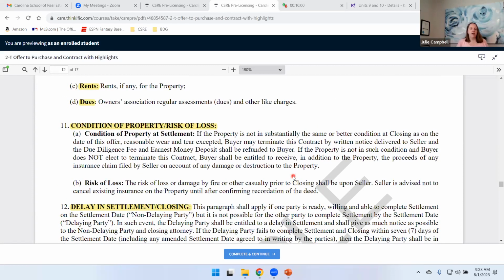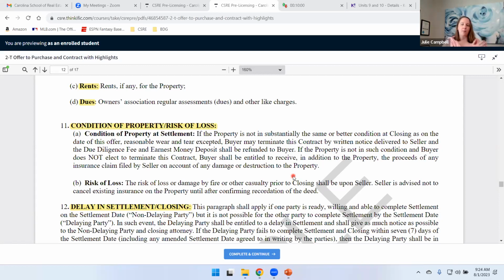Condition of property and risk of loss. There's this expectation of the condition of property that when we get to settlement, it's going to be in the same or better condition as what we saw when it was under contract. So if we go under contract and then there's damage to the property, the seller should fix that, because that wasn't the condition it was in when I offered to pay you $100,000, when I offered to pay you that purchase price. Everybody with me?